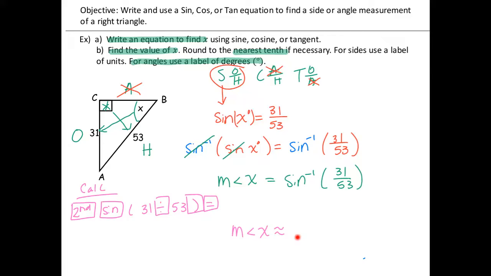Okay. Fatima, what did you get for your answer? 35.8. Did you guys all get 35.8? Anybody get something different? You guys all got that? Yes? Okay. And then over here it says for angles, use a label of degrees. So I have to just put the little circle at the top for the degree symbol, 35.8 degrees, because it's an angle. And that's my final answer there.